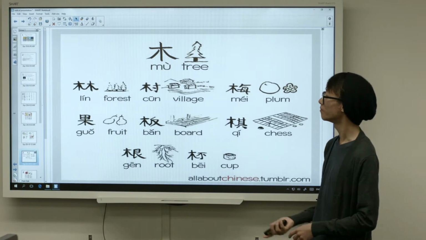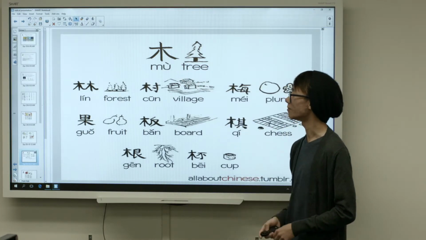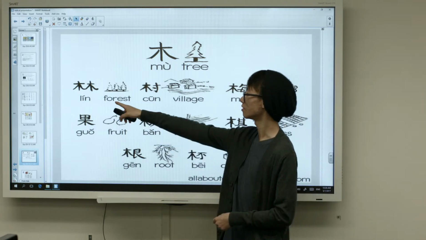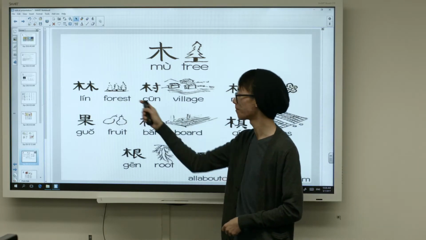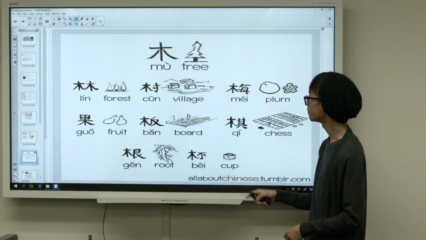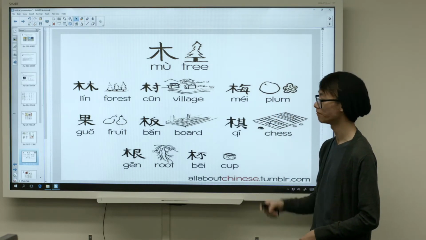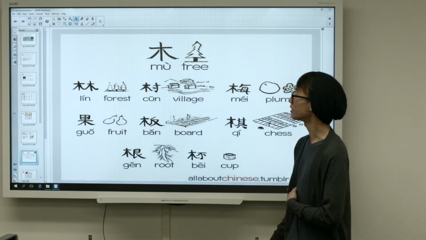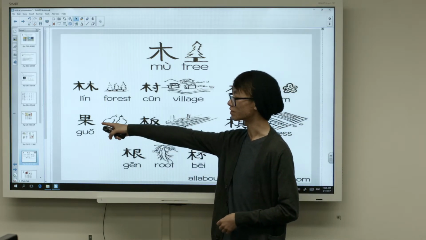Now for the next example, 木 is tree. If you put 2 木 together, you get 林, which is forest. 村 is village. 梅, which means plum. 果, which means fruit. You might not notice the character at first, but it's actually on the bottom.